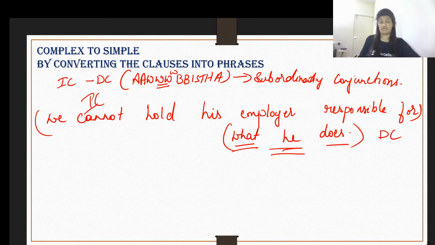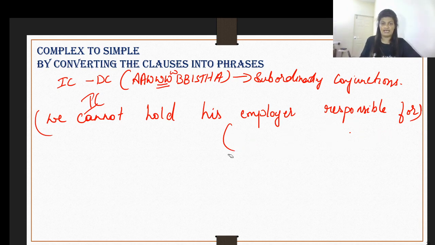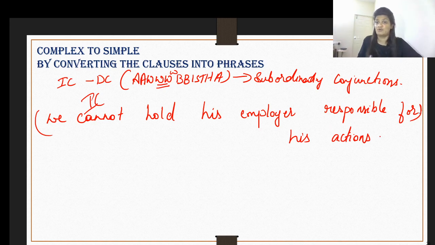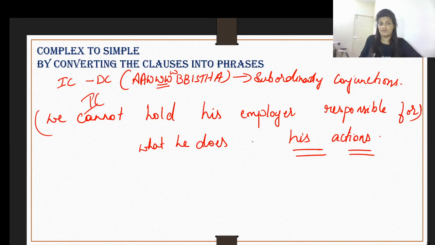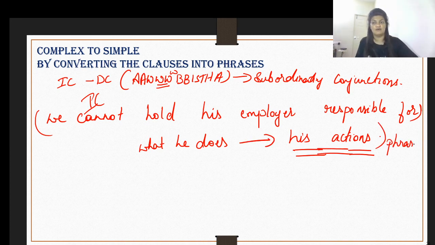How can we do that? By converting one of the clauses into a phrase, and we are going to do that by eliminating this and this and this as well, and we are going to introduce the phrase, which is his actions. We cannot hold his employer responsible for his actions. We eliminated what he does, and we brought in his actions, which is a phrase where it becomes a simple statement.